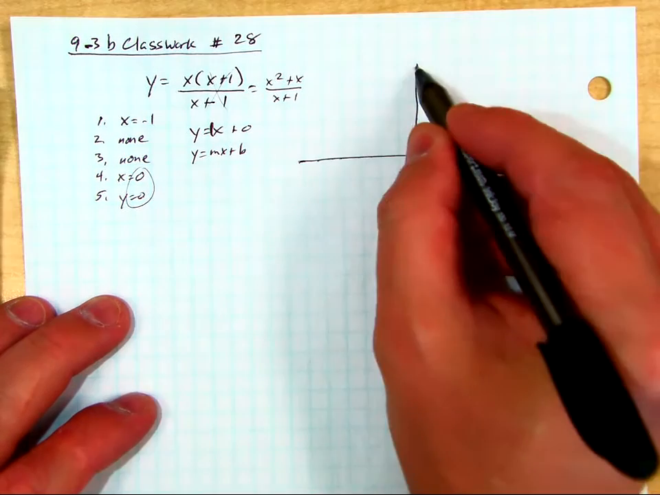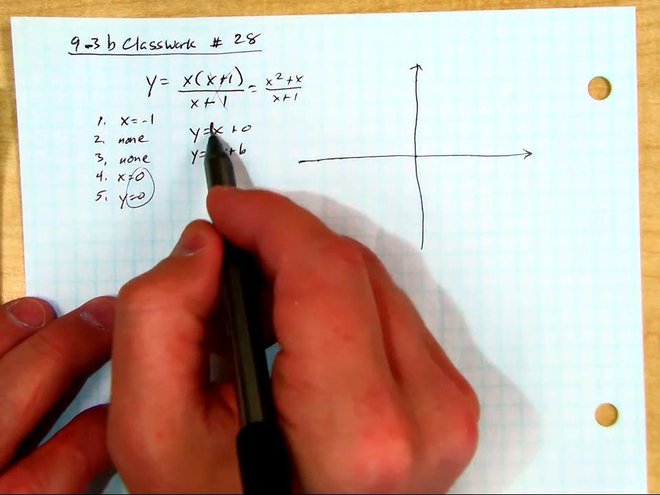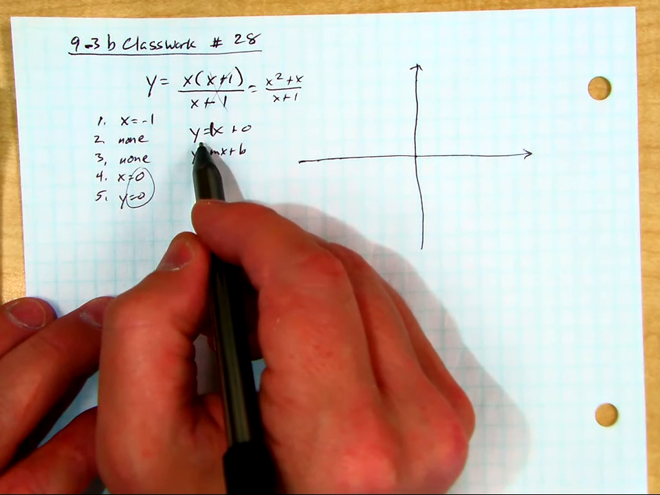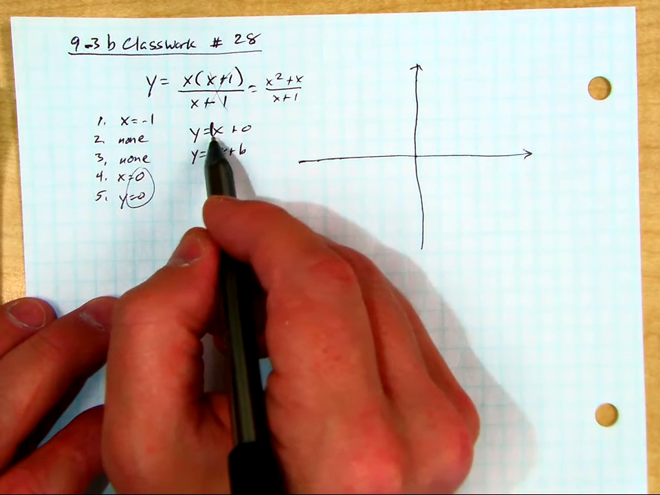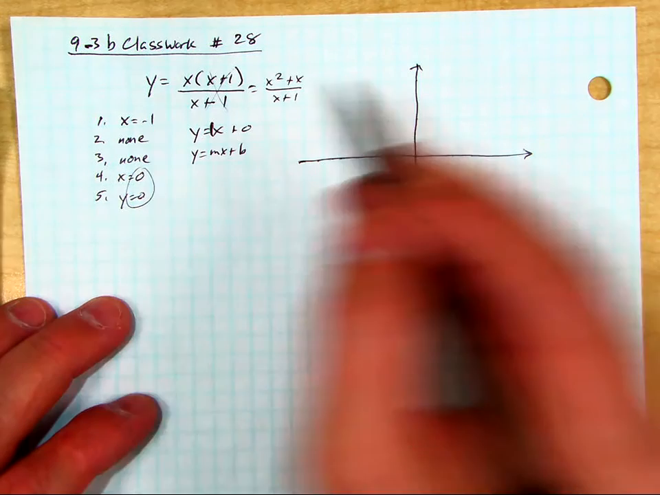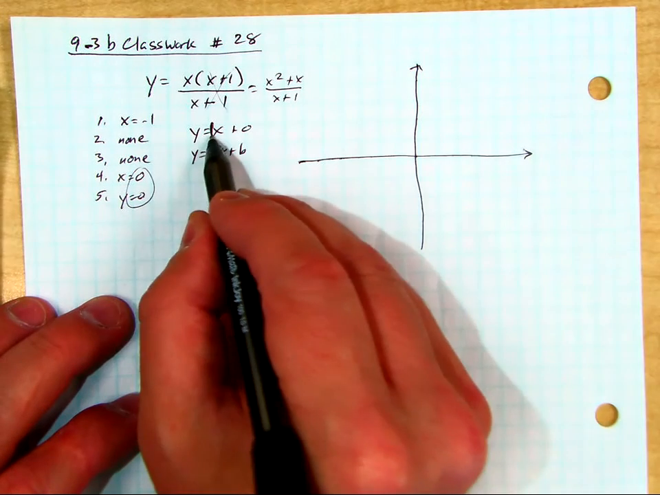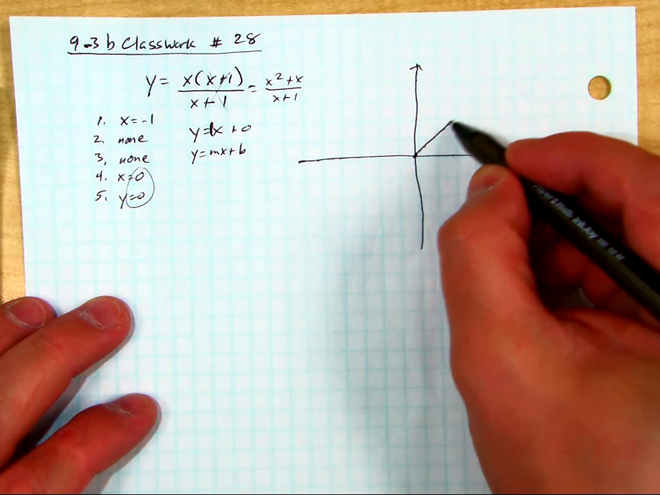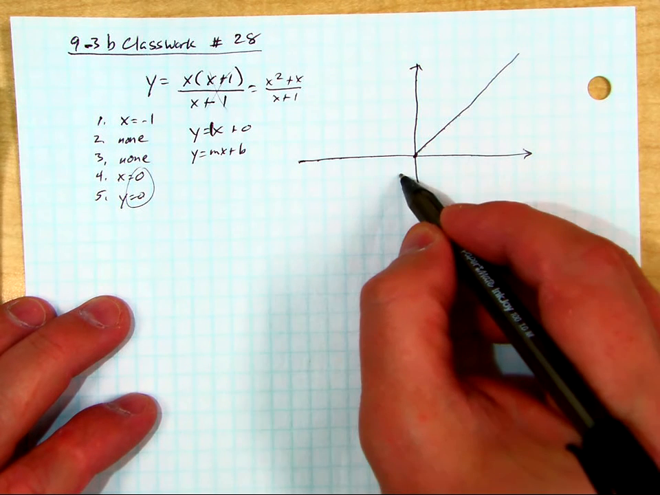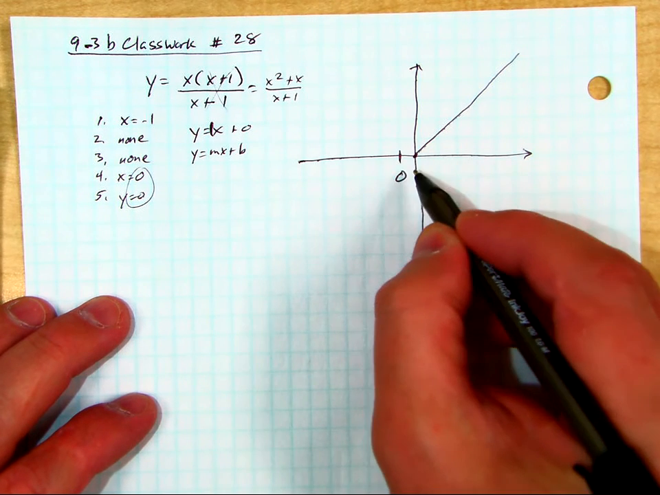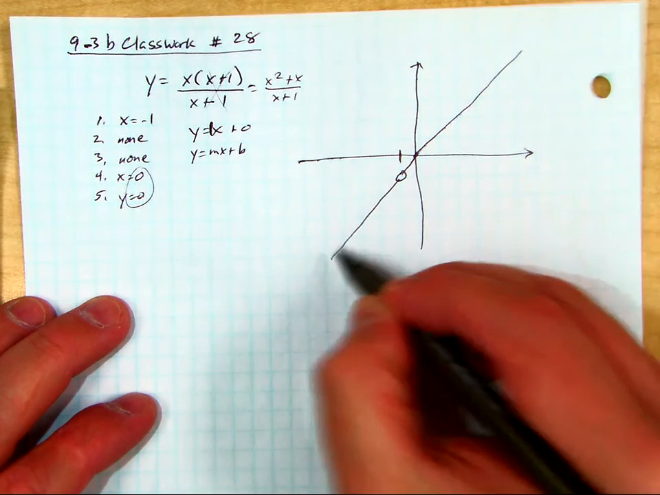To see what the graph looks like, you have to cancel out the common zeros, and then whatever's left over gives you an idea. This becomes a linear graph, except with a hole at x equals negative 1. So this line right here, y equals x, is just the y equals x line, which is a 45-degree line. But right here at x equals negative 1, there's a hole in the graph. And that's it.